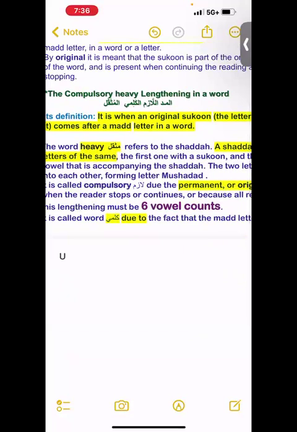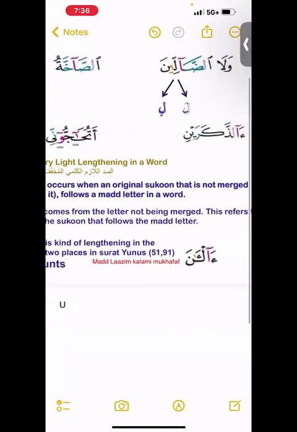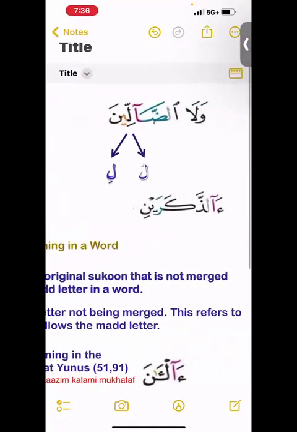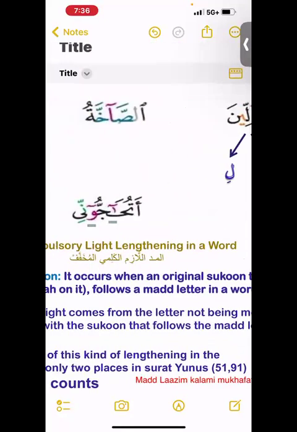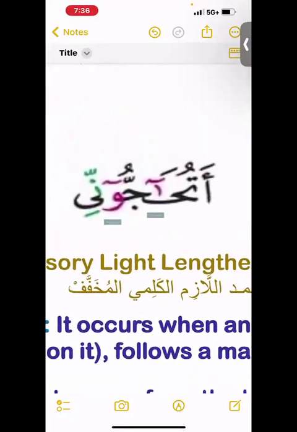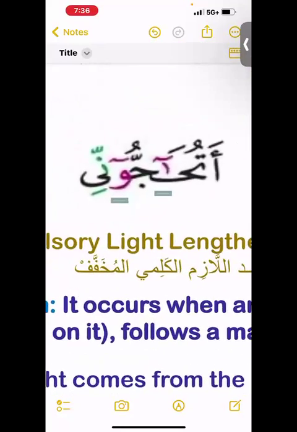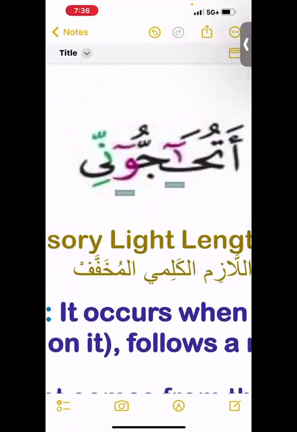Now I'm going to give you an example here. Let's look at this example because this will be better for you to understand. I don't want to give you a letter with a huruf shams. So let's look at this one here. If you look at this word, this is one word. That's why it's called Mad Lazim Kalimi, because it's happening inside the word.